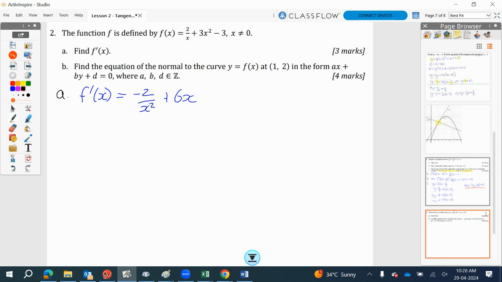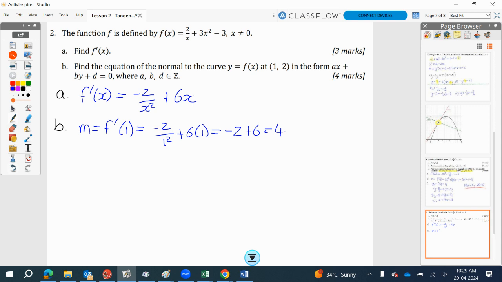B. Find the equation of the normal to the curve y equals f of x at 1, 2 in the form... alright, so we need to find the gradient first. How do we find the gradient? You plug in the x value. So let's put in, no, we're not going to put 2 in. What's the x value? 1. That will give us minus 2 over 1 squared plus 6 times 1, which is minus 2 plus 6, which equals 4.